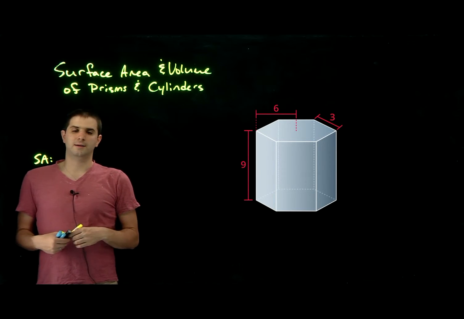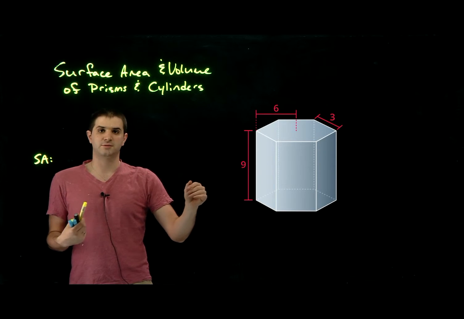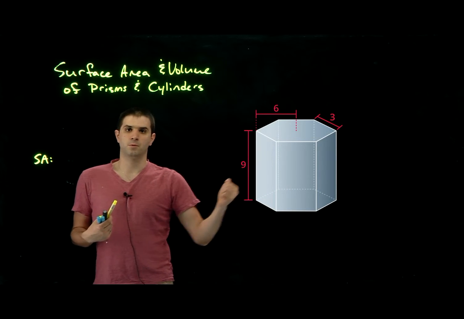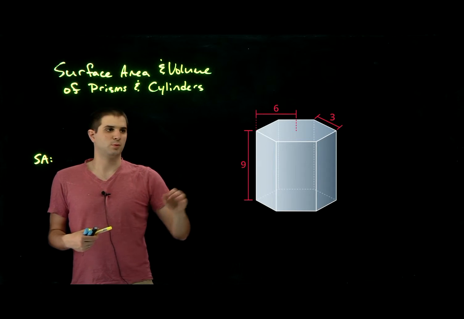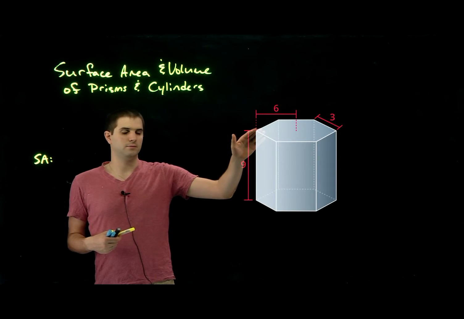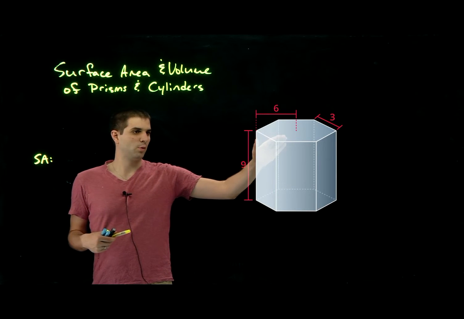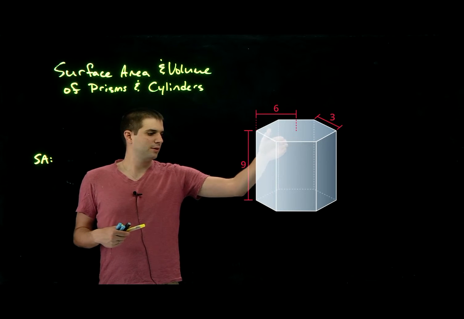Well, how do we find, if we want to add up, in this case there are 6 rectangles, how do we add up the 6 rectangles around here? Well, we know that the area of a rectangle is length times width, or base times height, you could say. But here we have the width and the length.